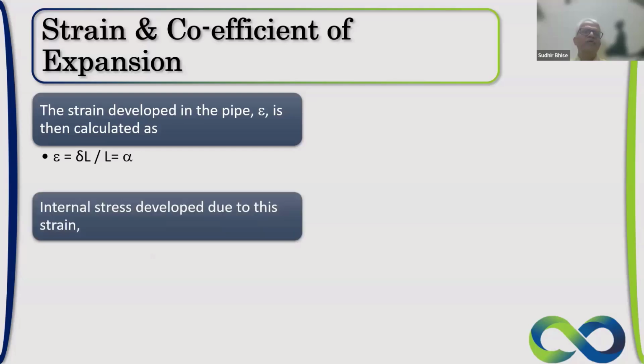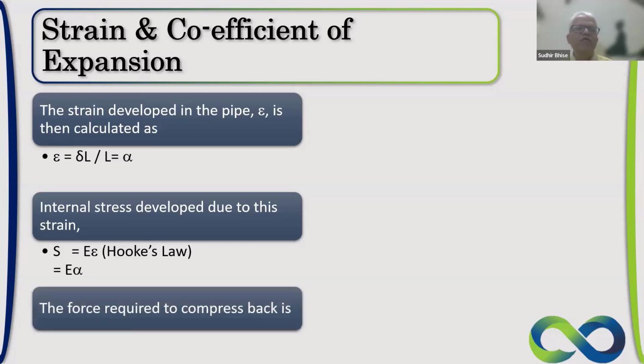Okay. So now, internal stress developed due to this strain. If you rewrite the equation E is equal to S upon epsilon and take stress on one side, you can say that stress is equal to E into epsilon, or that is Hooke's law. And if you replace epsilon with alpha in the above equation, we can say that the stress is equal to E into alpha. Okay, next please.